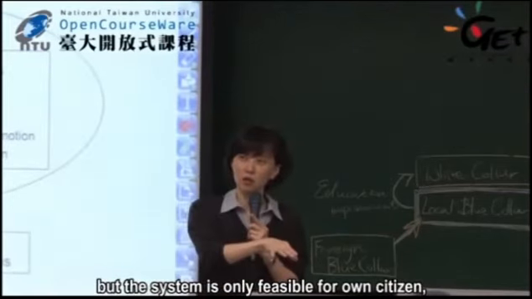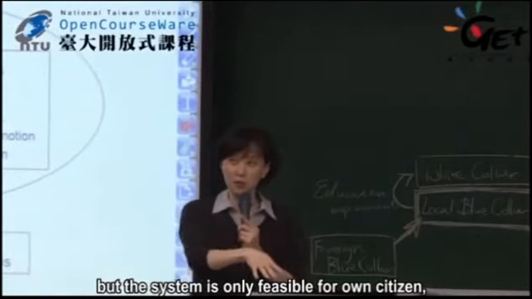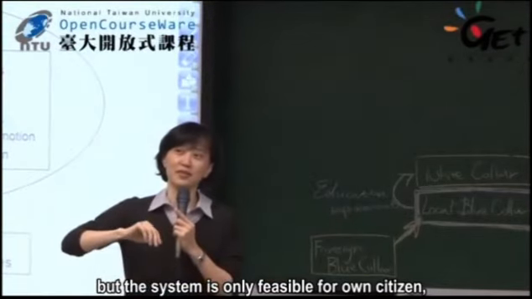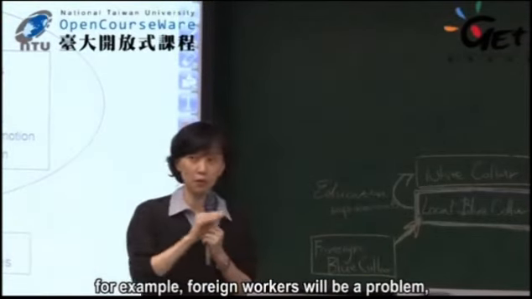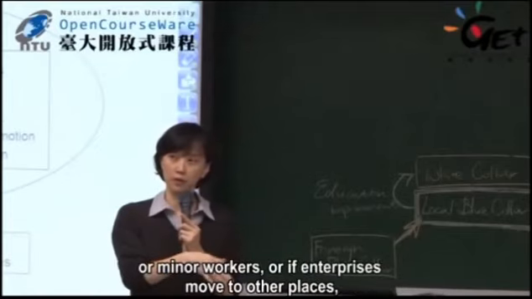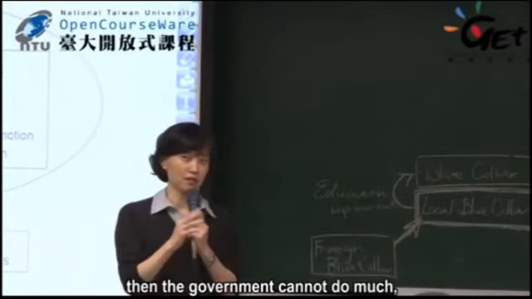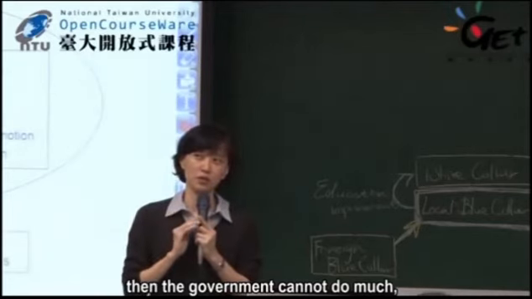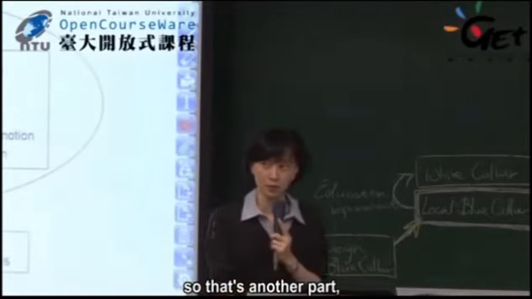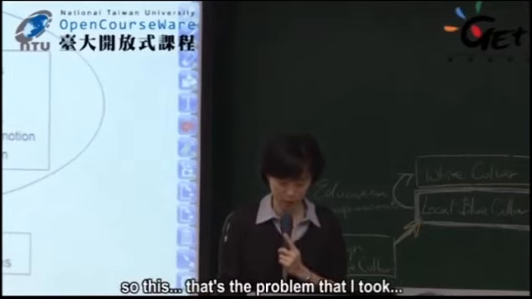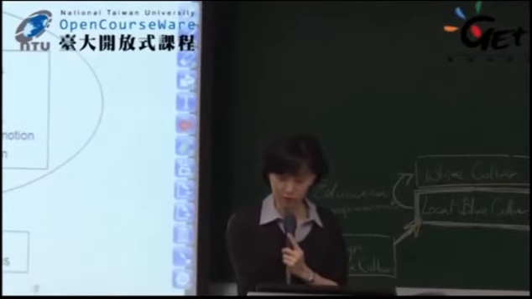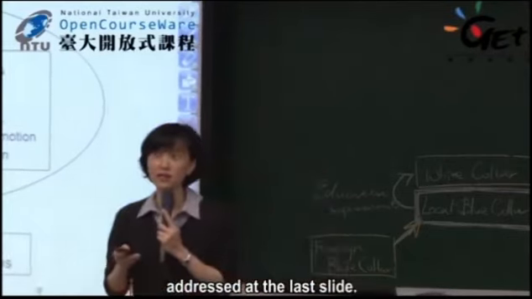But the system is only feasible for our own citizens. For example, foreign workers or migrant workers will be a problem. Or if the enterprises move to other places, then the government cannot do much. So that's another problem. So that's the problem that I'd like to address at the last slide.